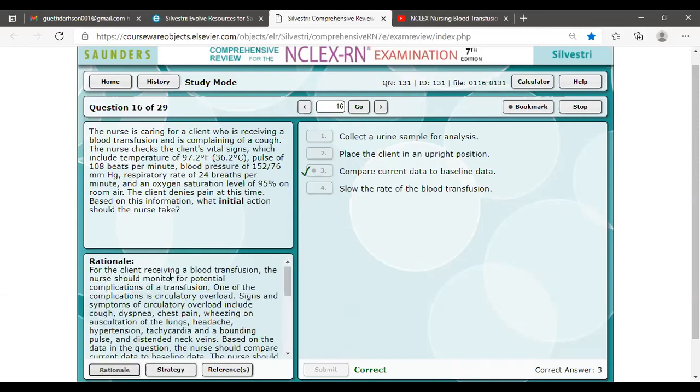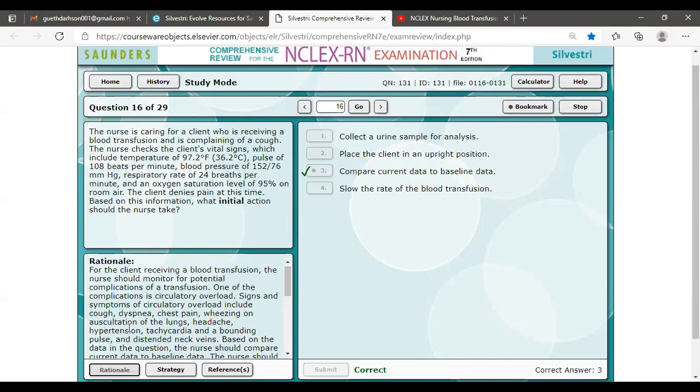For the client receiving a blood transfusion, the nurse should monitor for potential complications of a transfusion. One complication is circulatory overload. Signs and symptoms of circulatory overload include cough, shortness of breath, chest pain, wheezing, right? Also maybe headache.